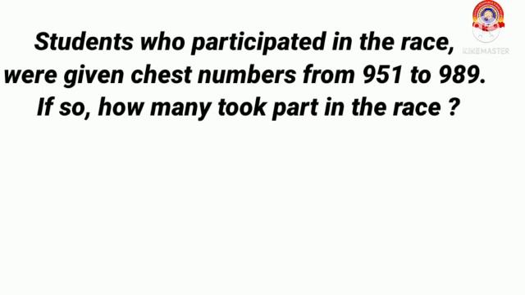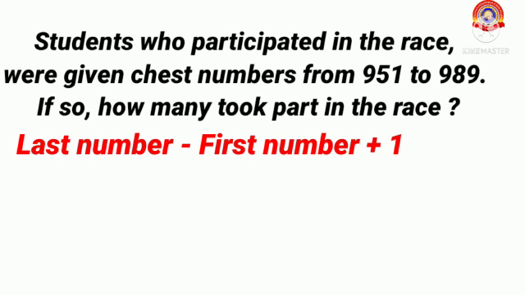See this question. Students who participated in the race were given chess numbers from 951 to 989. If so, how many took part in the race? Here, chess numbers were given from 951 to 989. We have to find out the number of students participated in the race. You already learned the easy method to find out the numbers between one number and another number. Do you remember now? What's that? Yes, very good. Last number minus first number plus 1.